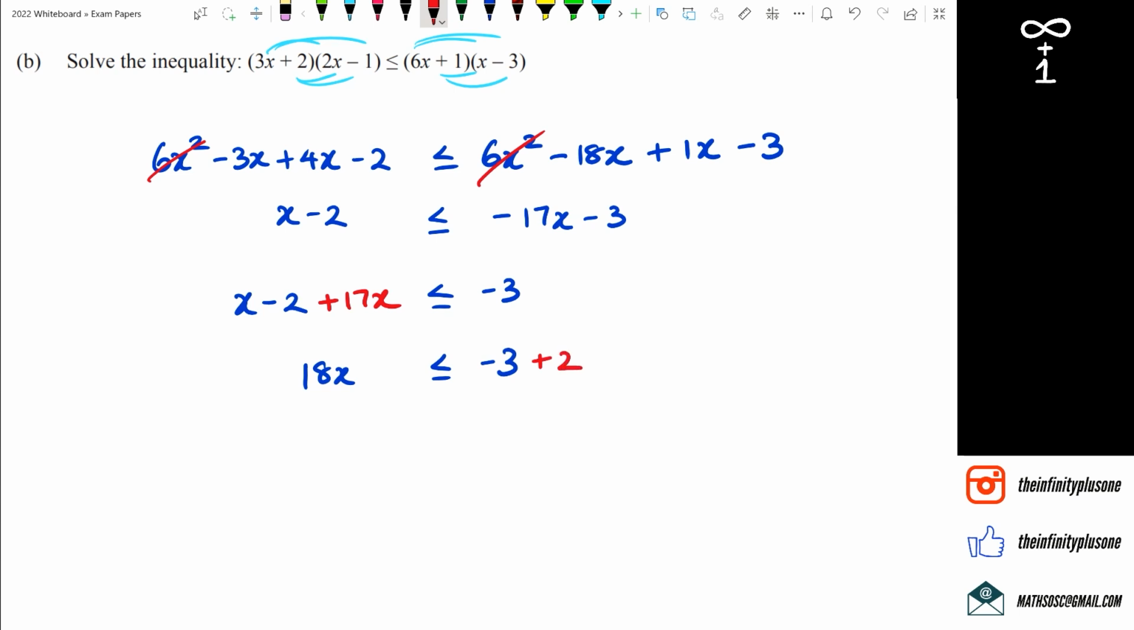Remember, the only time I actually change the direction of the symbol is when I divide by a negative number. I'm not dividing here, I'm just moving the positive 2, so nothing's going to happen to the symbol. So then I've got 18x is less than or equal to negative 1, and then x is less than or equal to negative 1 divided by 18. And because 18 is a positive number, I don't actually change the direction of the symbol.